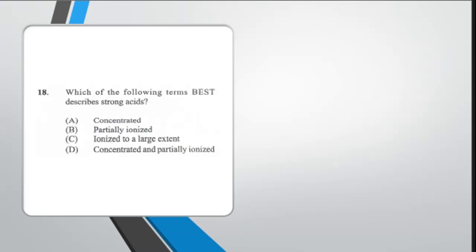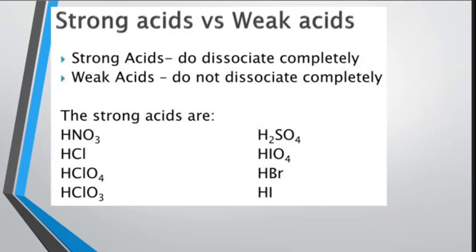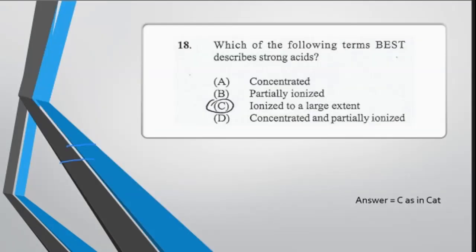So just to recap what strong acids and weak acids are: strong acids completely dissociate, while weak acids do not completely dissociate. Some examples of strong acids are listed here for you. You have nitric acid, hydrochloric acid, hypochlorite, sulfuric acid, and so on. So the most correct answer from the options that they give us is C, as in cat. C is the most correct answer from all of our answers.